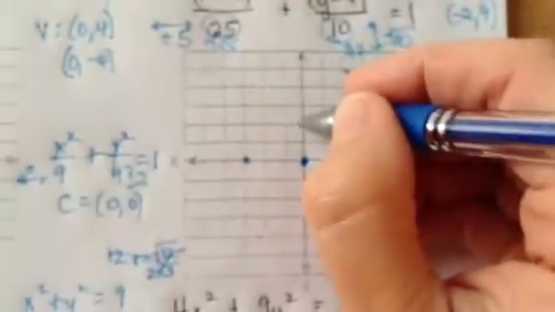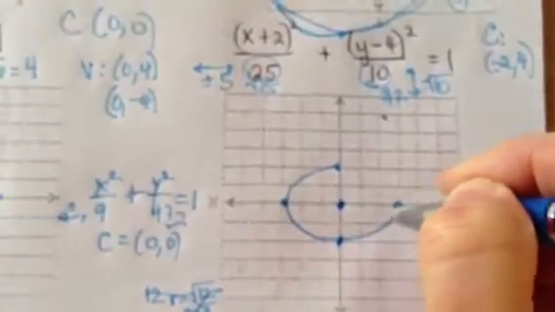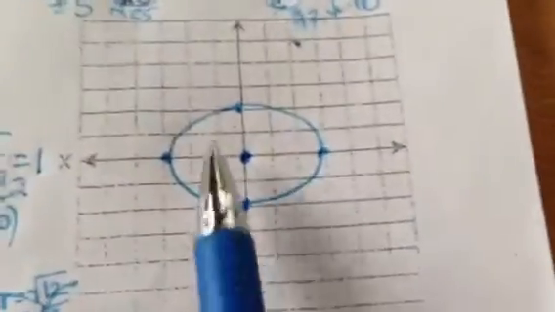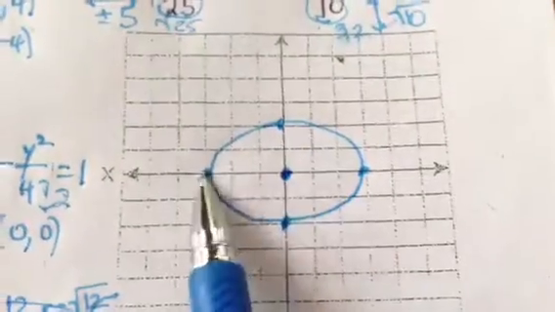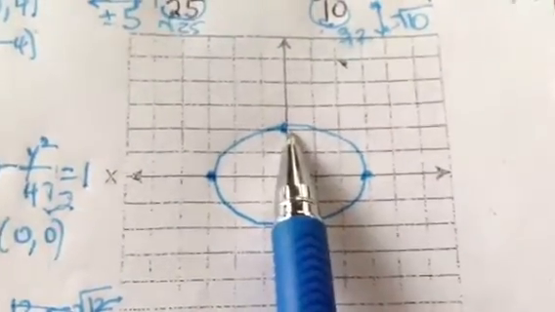So through that, draw a nice smooth curve. There should be no sharp points at all. I don't want it to look like a diamond. Don't connect these and make a sharp diamond.